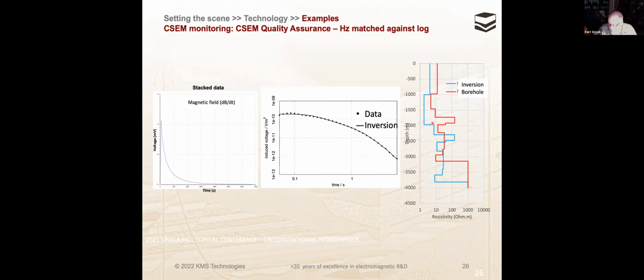The interpretation will be done on the differences of the data sets, not on each of the data sets, because the differences will take out a lot of 3D effects and near surface effects, and you'll be able to focus more on the anomaly. So that's why we are not optimizing this.